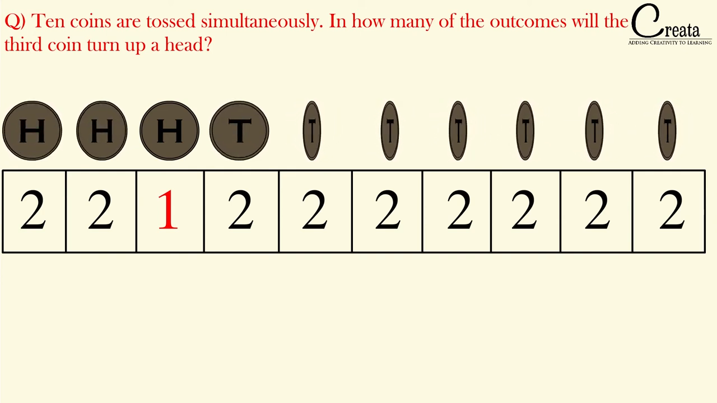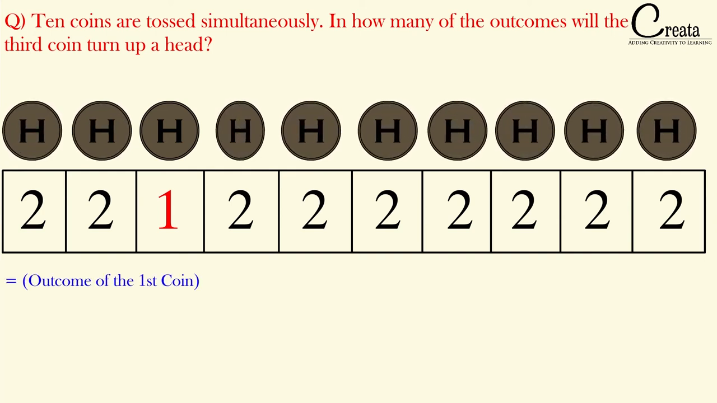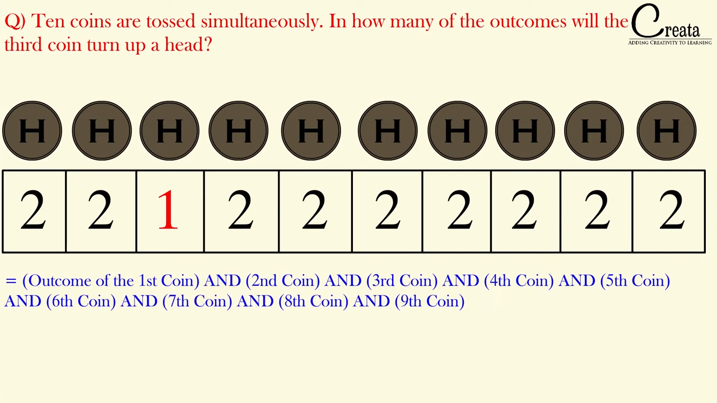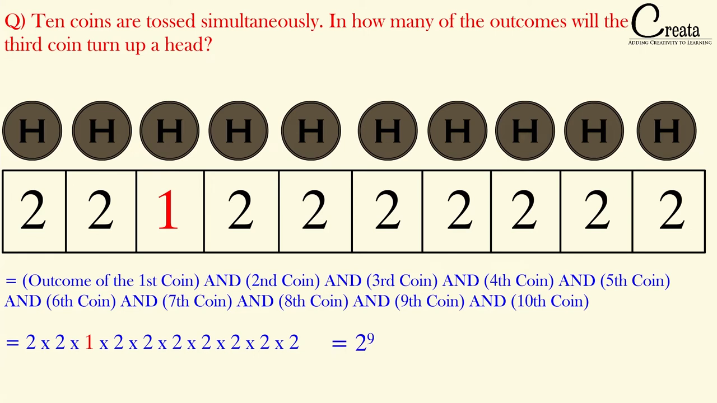So the total number of ways will be equal to the outcome of the first coin and the outcome of the second coin and the outcome of the third and the outcome of the fourth, fifth, sixth, seventh, eighth, ninth, and tenth coin. Okay, here AND will be applicable. As per the logic in the question, AND will be applicable. And what is AND? AND is multiplication. So we got our answer as 2 into 2 into 1 into 2 into 2 into 2 into 2 into 2 up to the last coin. So we got our answer as 2 power 9. Okay, that is the answer to the question.